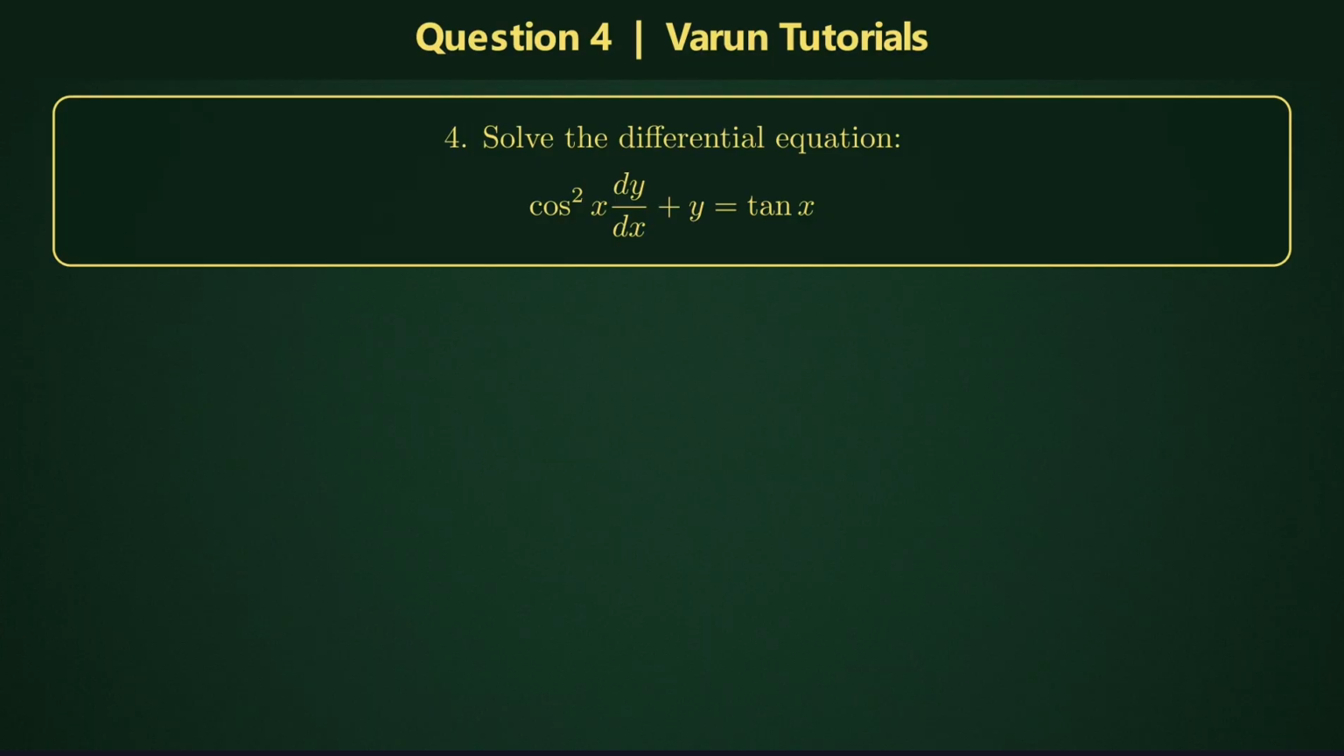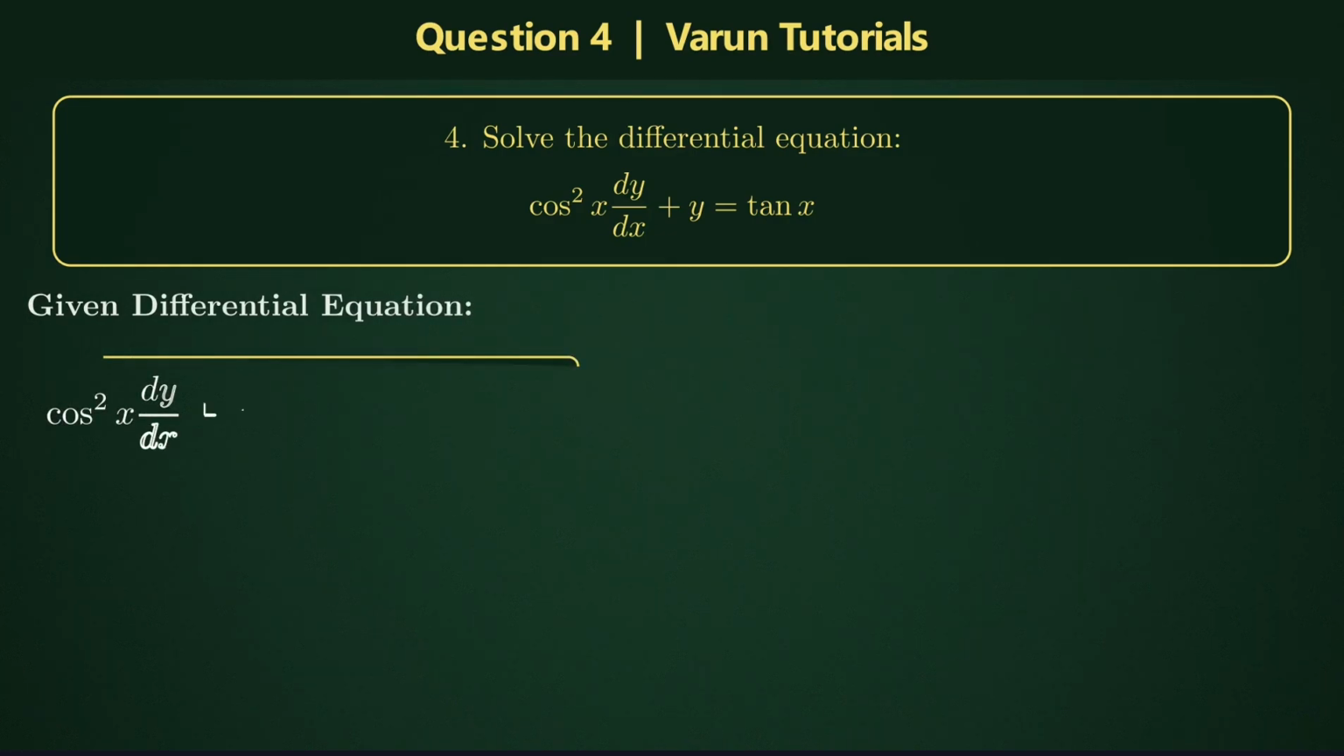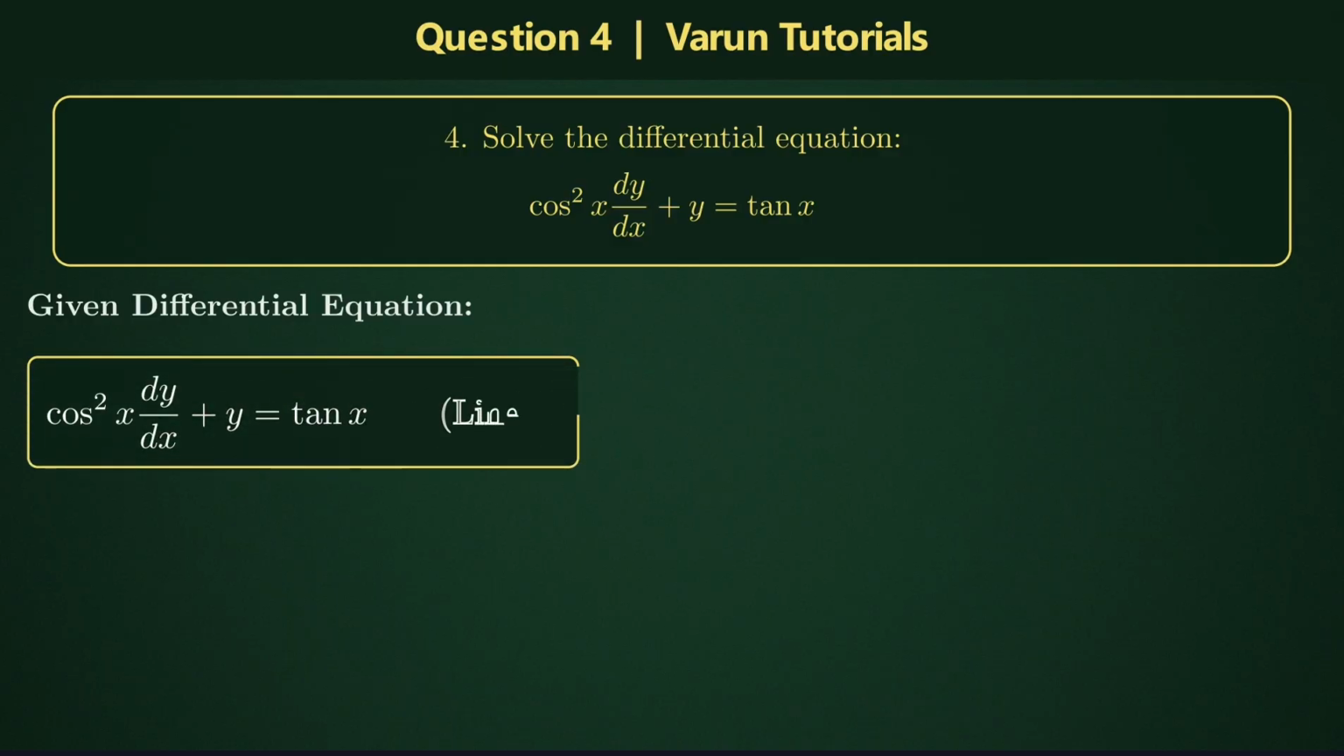Let's move to question 4, cosine squared x, times dy by dx, plus y, equals tangent of x. We will divide by cosine squared, find the integrating factor, and integrate using substitution and integration by parts. We write down the given differential equation. The given equation is cosine squared x times dy by dx plus y equals tangent of x. We label this equation as line 1.